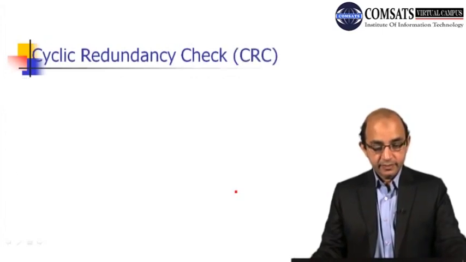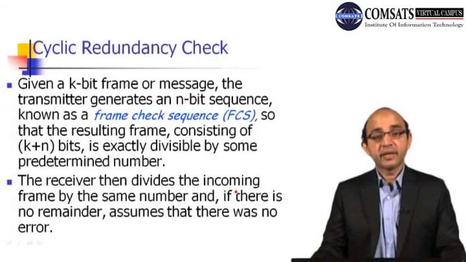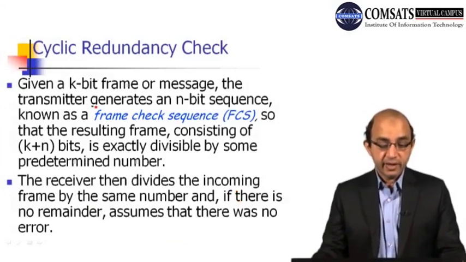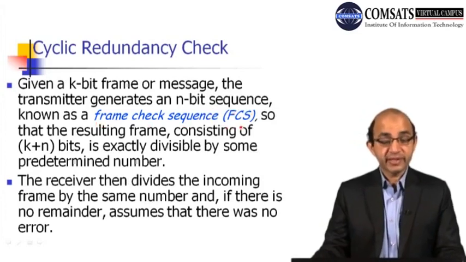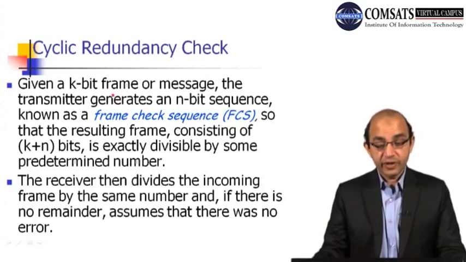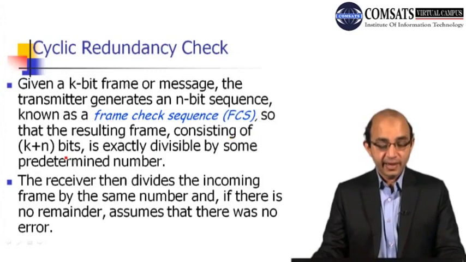And then we have CRC, cyclic redundancy check, given a k-bit frame or message. So here we will be dealing with frames. The transmitter generates an n-bit sequence known as a frame check sequence, FCS, because we are dealing with frames, so that the resulting frame consisting of k plus n bits is exactly divisible by some predetermined number.